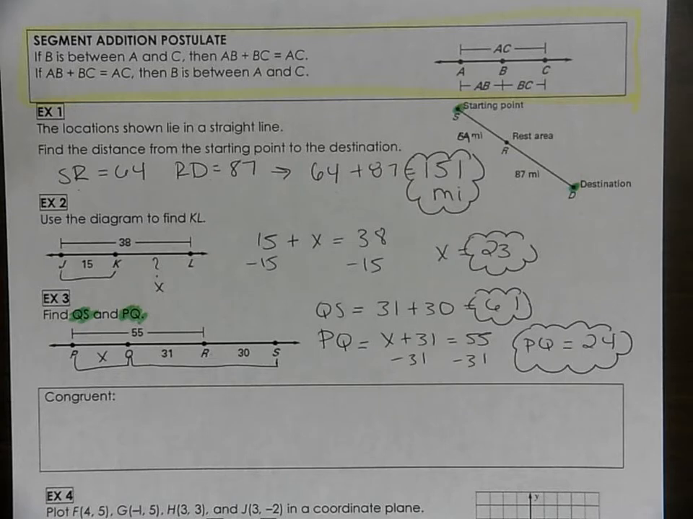So you're either going to be adding segments together to get a total, or you're going to be subtracting from a total to get a little piece. You're going to go either one way or the other. Okay.